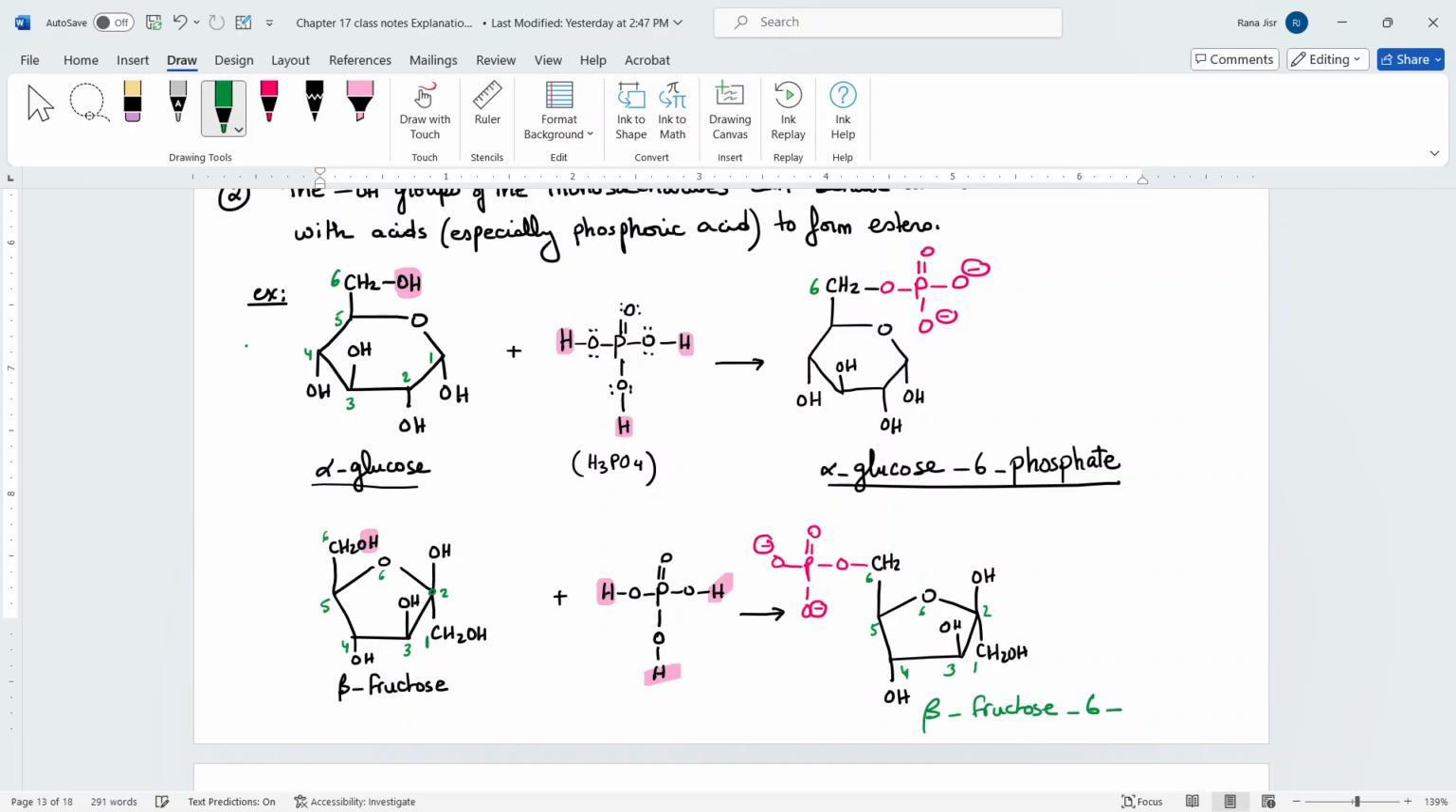It's going to be on carbon number 6. I have my phosphate, and you are responsible to name those.